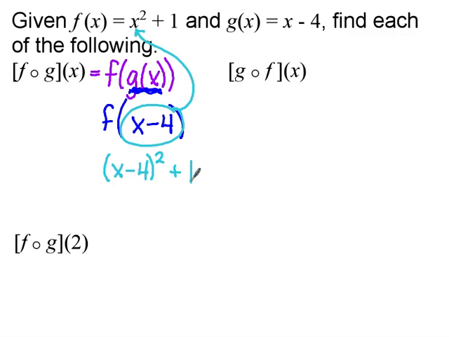Now, we need to simplify that. Okay, so we need to FOIL it out. Remember, there's a trick. First term squared, last term squared, and then twice the product of these two. So 2 times x times negative 4 is negative 8x. Otherwise, you can FOIL it out. But remember, first term squared, last term squared, twice the product of the two. And so when you get your final answer, it should be good.